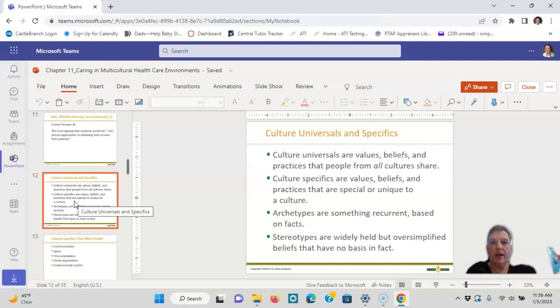Cultural universals are values, beliefs, and practices that people from all cultures share. Cultural specifics are values, beliefs, and practices that are special or unique to a culture. Archetypes are recurrent and based on fact, while stereotypes are widely held but oversimplified beliefs that have no basis in fact.